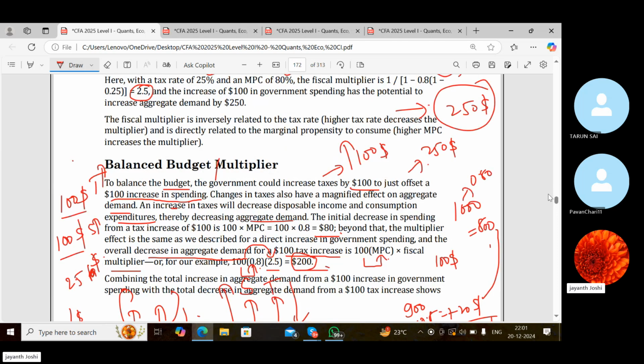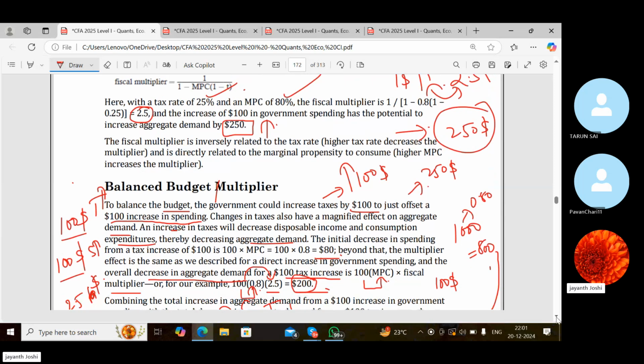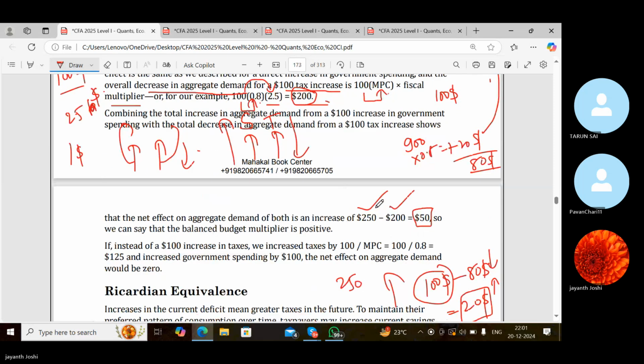So here also, if you see, the aggregate demand will increase by $250. Why will aggregate demand increase by $250? Because of the government spending. Government spending will increase the demand by $250, that is, it will add $250 into the GDP. Okay, example.